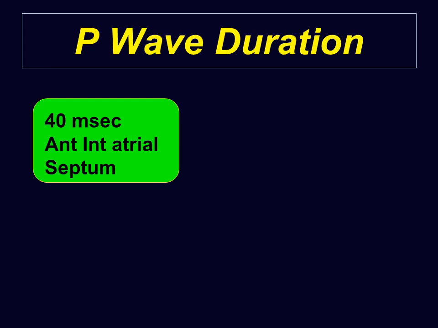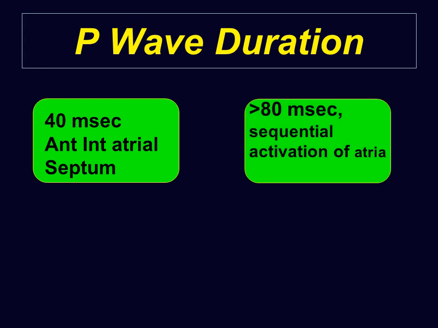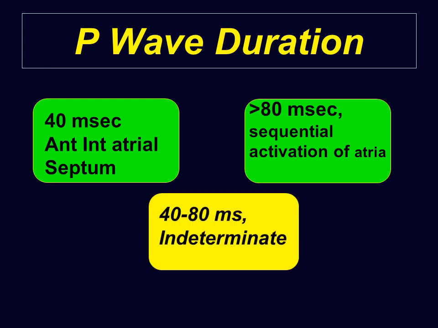If the duration is 40 milliseconds or less, you're dealing with the anterior interatrial septum, which is the true interatrial septum because it's continuous, whereas anything over 80 milliseconds will be sequential activation of the atria, generally a posteroseptal location. If you've had prior surgery, these timings may not work. In patients on antiarrhythmics, it may not be very effective, and if it's indeterminate, it makes it very challenging to determine where it is. Scar and antiarrhythmics can always muddle the picture.